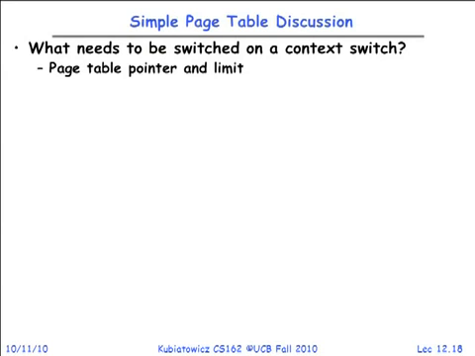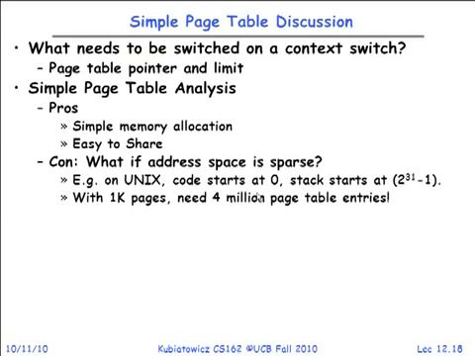Okay? So what about this simple page table technique? Pros of this are it's very simple. It's easy to share. Cons are, well, this sparse address space issue, which was brought up a couple of times. For instance, if you have a 32-bit address space, you might want to have code down near 0 and the stack near the top, and suddenly you've got 4 million page table entries that you need. This is assuming 1K pages. That's a lot. So that's bad.